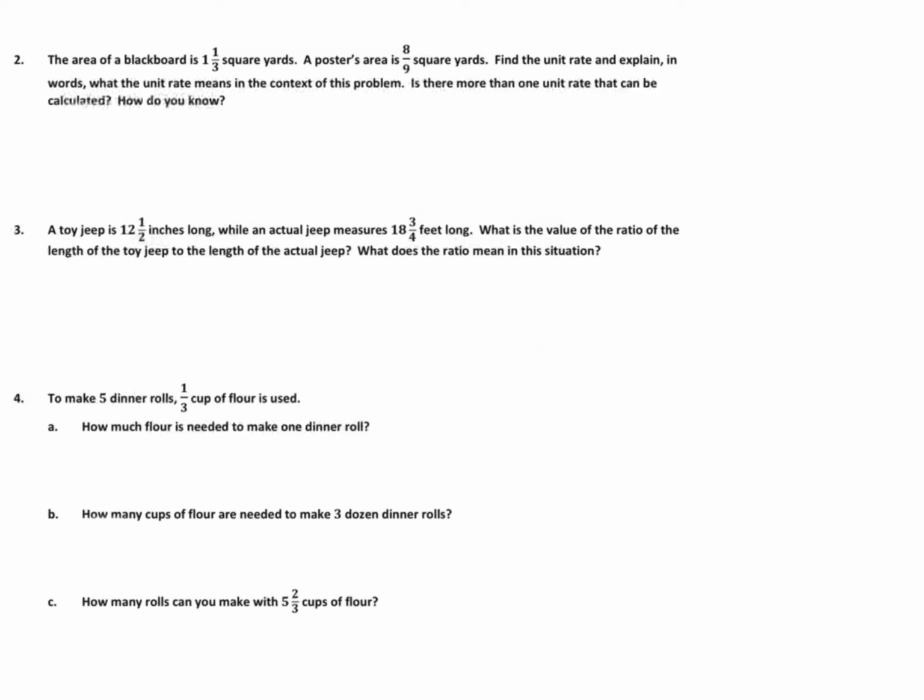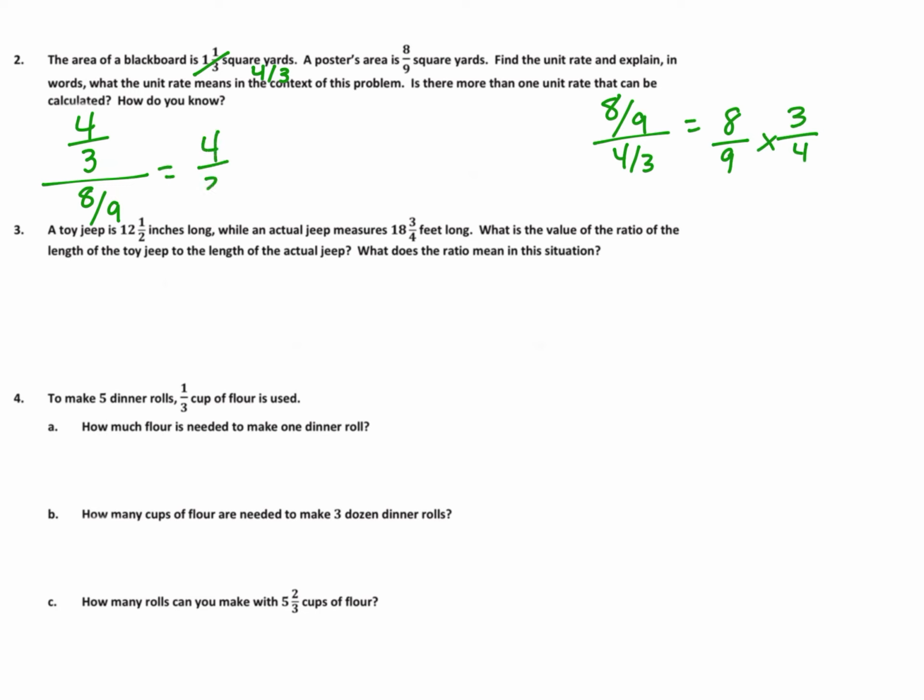Let's first start by converting the blackboard to an improper fraction. So 1 1/3 is 4/3. So we can compare the 4/3 to the 8/9, or we can compare the 8/9 to the 4/3. Either way, we're going to flip them and multiply. Let's move that one over. So this will become 8/9 times 3/4, because when we divide by a fraction, we can change it to multiplication by flipping the second one over.